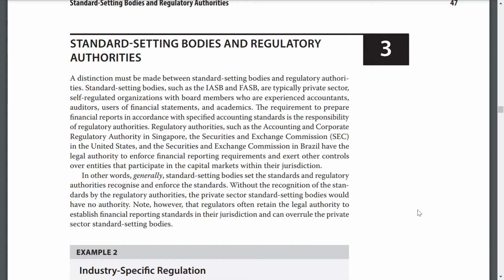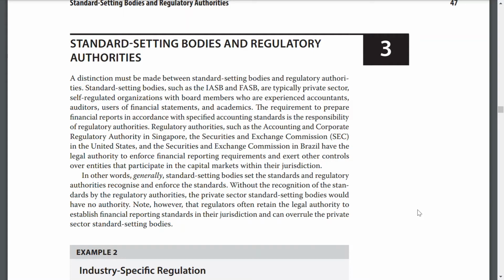In other words, generally, standard-setting bodies set the standards, and the regulatory authority recognizes and enforces these standards. Without the recognition of standards by the regulatory authorities, the private sector standard-setting bodies would have no authority. Note, however, that regulators often retain the legal authority to establish financial reporting standards in a jurisdiction and can overrule private sector standard-setting bodies.